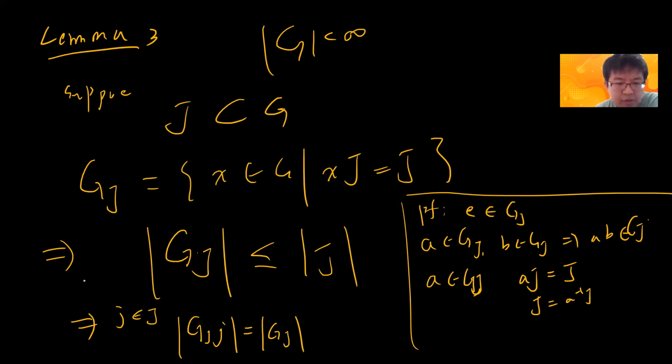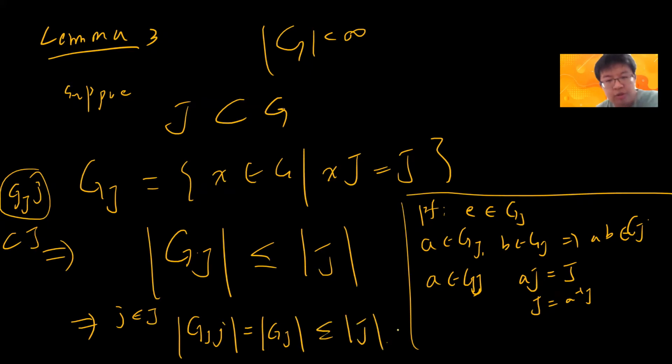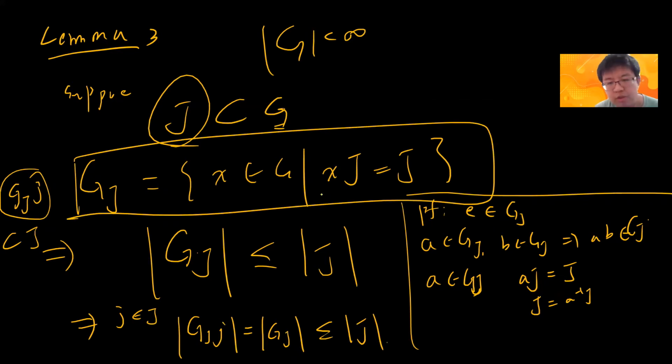But by definition, G_J as a set must be a subset of J, right? Because every element of J will fix this. So then G_J is a subset of J, so the number of elements of G_J will be less than or equal to J. Okay. So given any subset of G, the number of elements in G which fix that subset must be less than or equal to J.